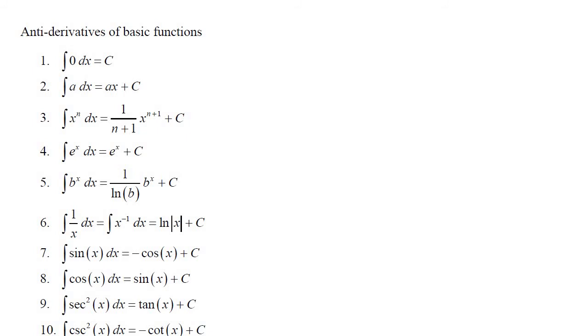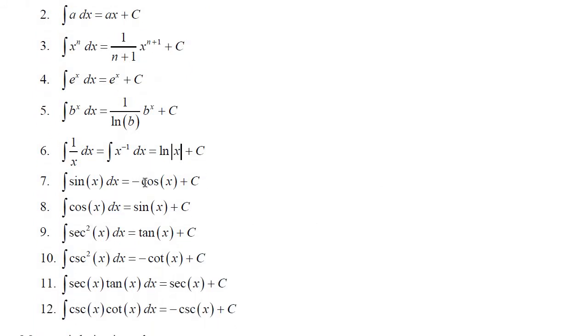Reversing the 6 trig rules that we saw for derivatives: the derivative of cosine was negative sine, so the antiderivative of sine gives me a negative cosine plus a constant. The derivative of sine was cosine, so the antiderivative of cosine gives me a sine plus a constant. The derivative of tangent is secant squared, so the antiderivative of secant squared gives me tangent plus a constant.